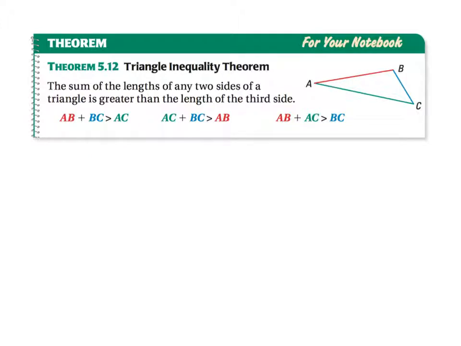And that brings us to our last theorem of this section, Theorem 5.12, the triangle inequality theorem. It states the sum of the lengths of any two sides of a triangle is greater than the length of the third side. Remember, sum means to add. So basically it just means that AB plus BC would always be greater than AC. The same goes for AC plus AB would always be greater than BC. And finally, BC plus AC would always be greater than AB. We'll see an example in the next slide of that happening.